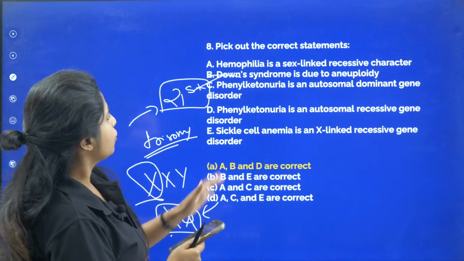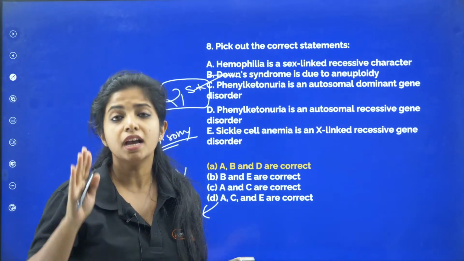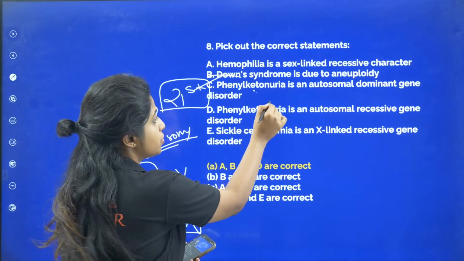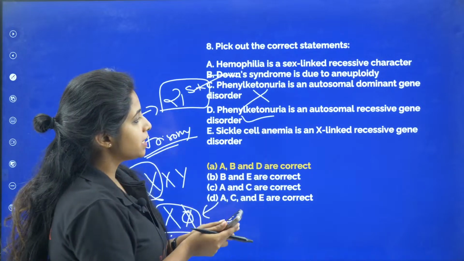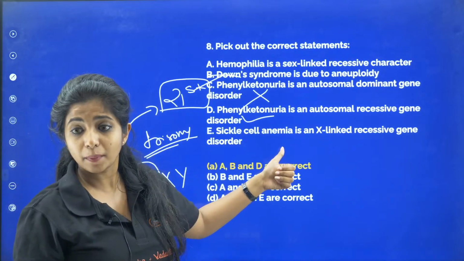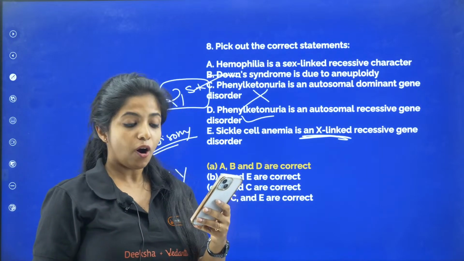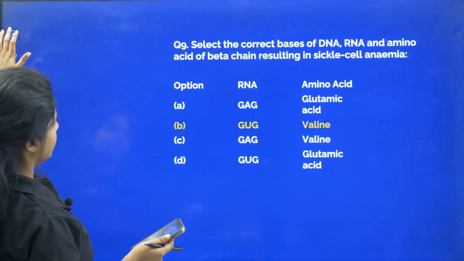Works? Okay. Now, phenylketonuria is an autosomal dominant disorder. I told you in your NCERT there is nothing dominant mentioned in the paragraphs, only under the diagram, and that is myotonic dystrophy. This is wrong. Phenylketonuria is an autosomal recessive disorder. Correct. Sickle cell anemia is an X-linked recessive gene disorder, my dear children. Wrong. It is what? Autosomal recessive disorder. Works? Cool. Shall we go ahead? Yes.